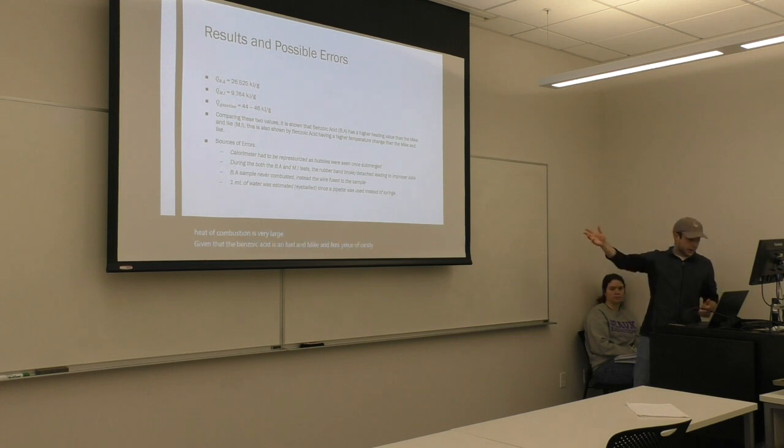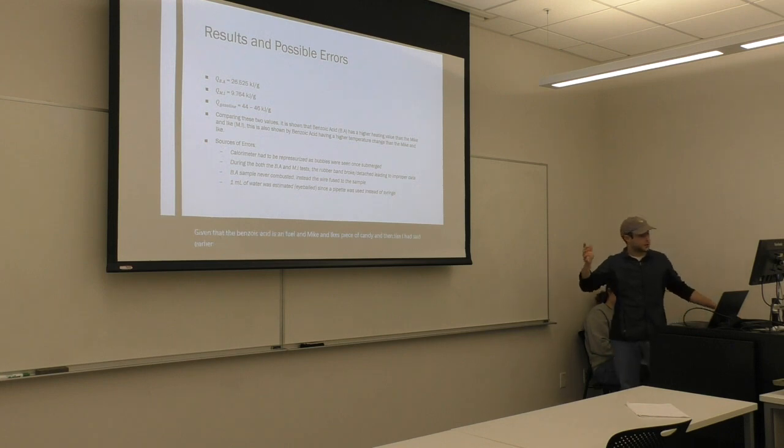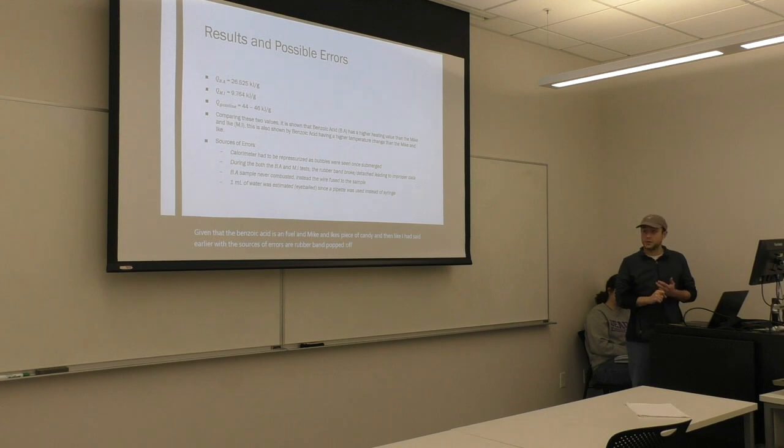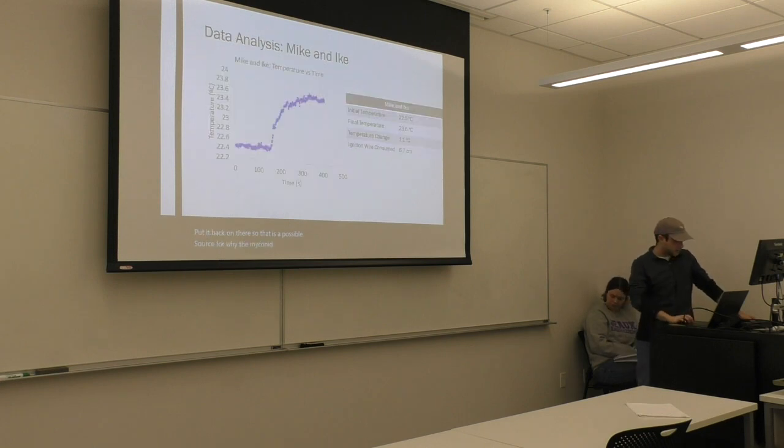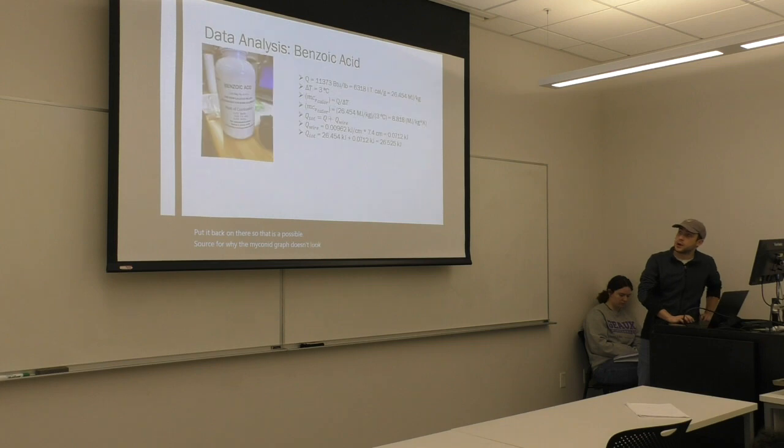And then, like I had said earlier with the sources of error, our rubber band popped off during the benzoic acid run and there was no combustion actually. And for the micanite, the rubber band didn't break off, but it did detach. We had to put it back on there, so that is a possible source for why the micanite graph doesn't look as pretty compared to this graph.